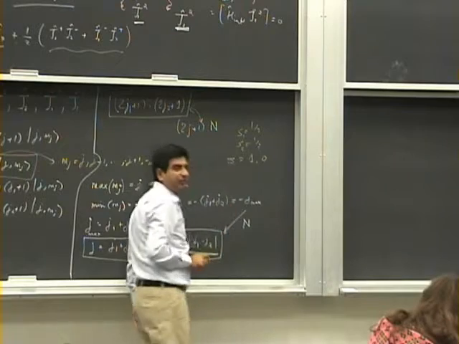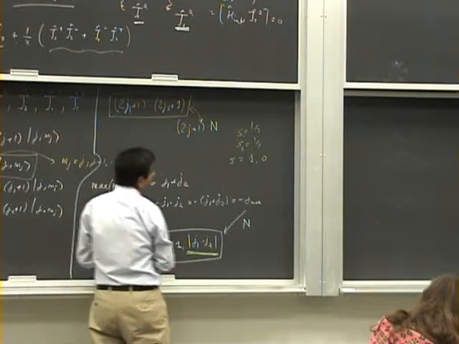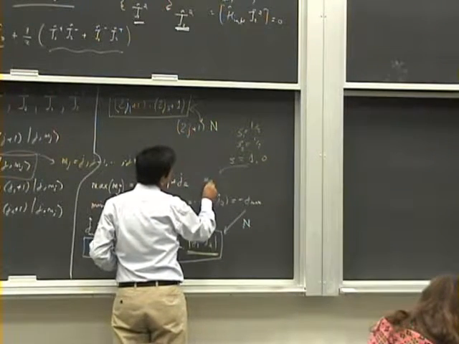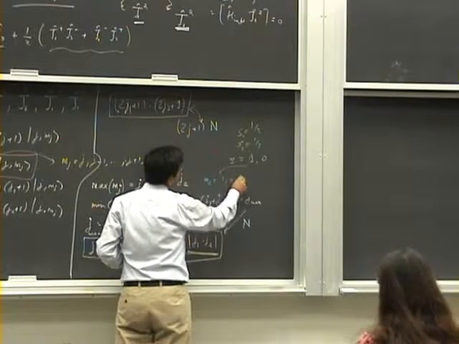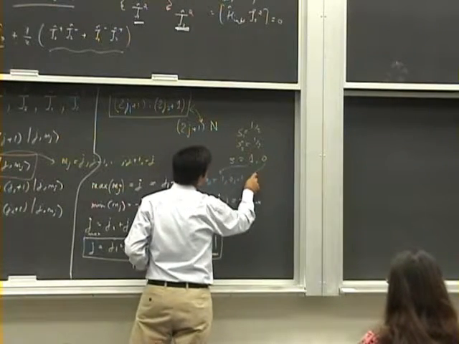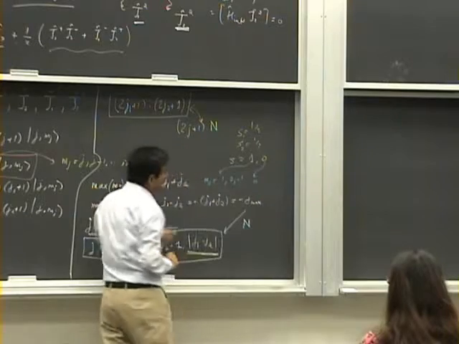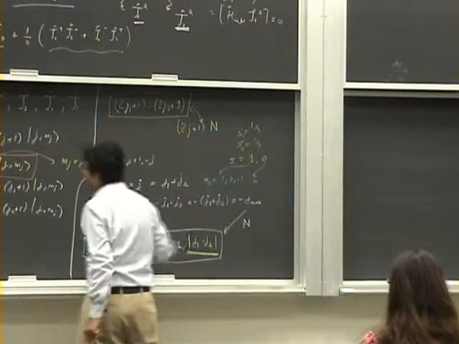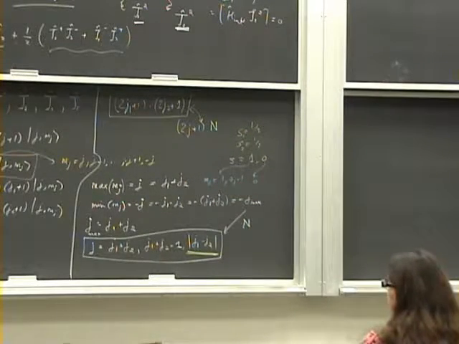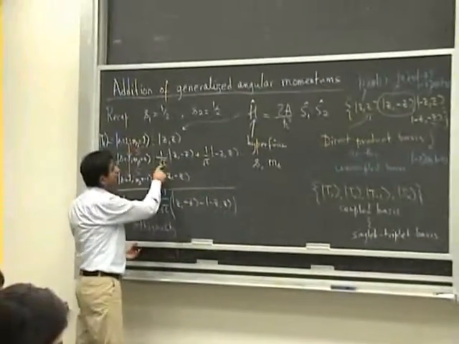And these are the only two possible values of S, and corresponding to S equals 1, I have 3 values of Ms. And I have 1 value of Ms corresponding to this. This means I get 4 states, and these are the same 4 states which I call the singlet and the triplet states, which I have denoted here. Now the point is that I would like to find out these coefficients.